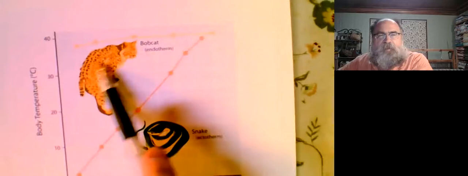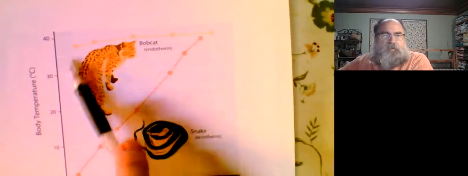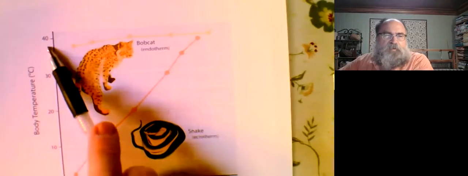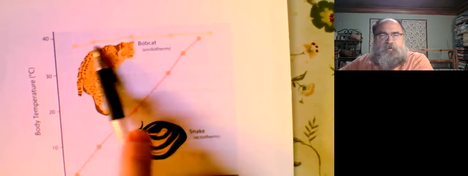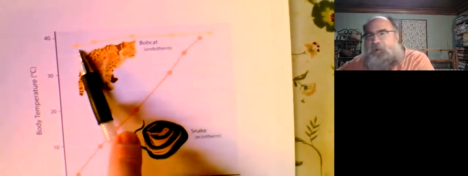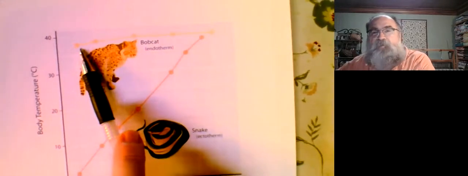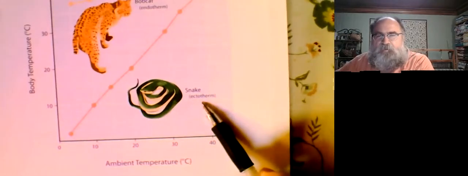If we look at something like a mammal, if we look at a bird, the bobcat is going to maintain a body temperature around 37 degrees centigrade all the time. It doesn't matter whether it's cold out, whether it's hot out, it has to maintain that high body temperature. It can't go hypothermic, it will die. This is a snake, and it's an ectotherm, okay?